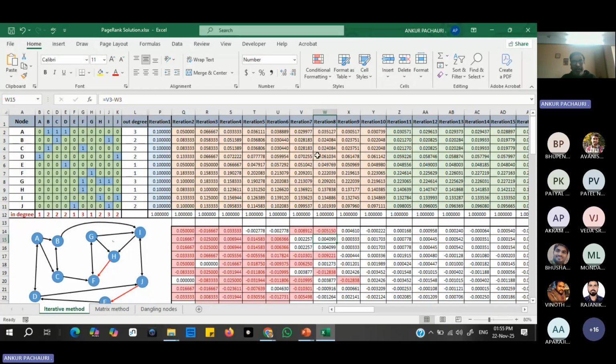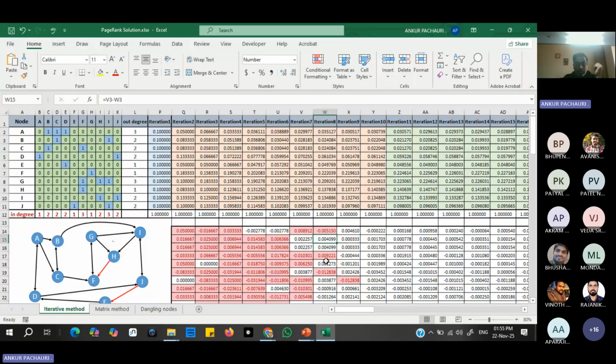It means that the previous page rank was 0.028183, and now the current page rank is 0.024084. So in that case, the difference between them is 0.004 something. Okay, and if it is within the threshold, that is acceptable. The difference is lesser than 0.005, so that means that is acceptable.